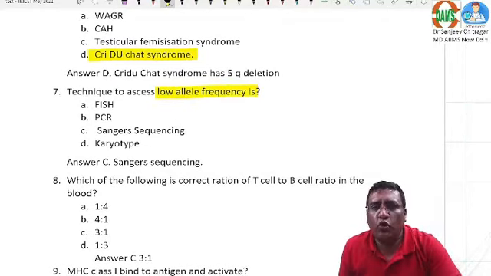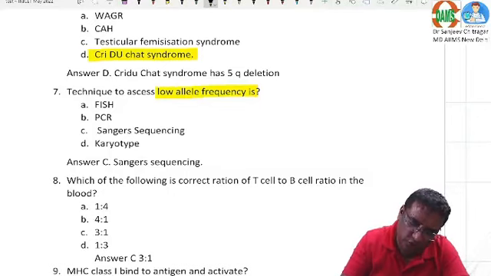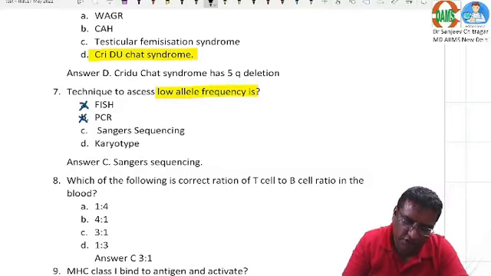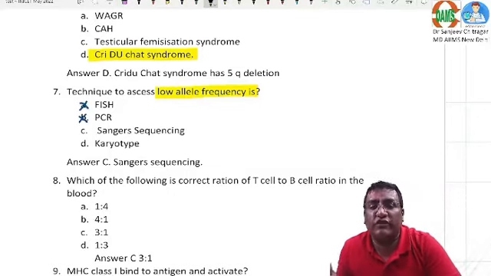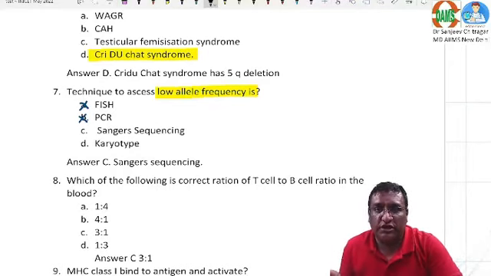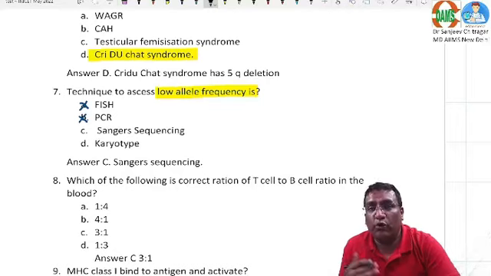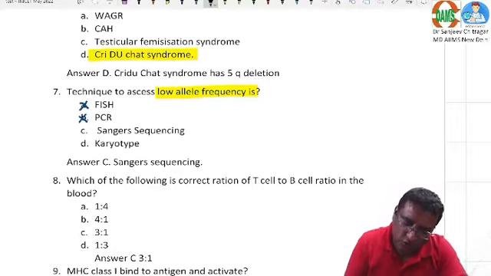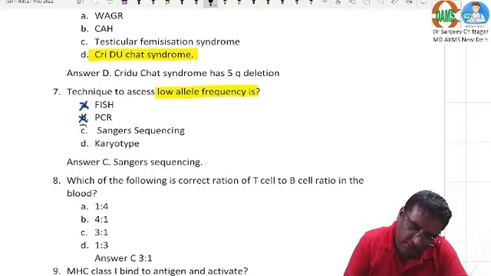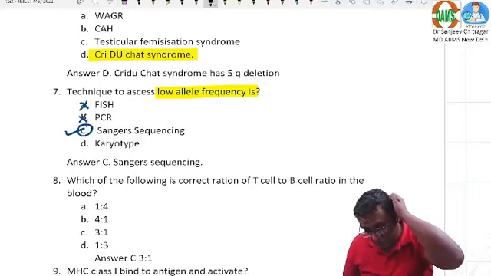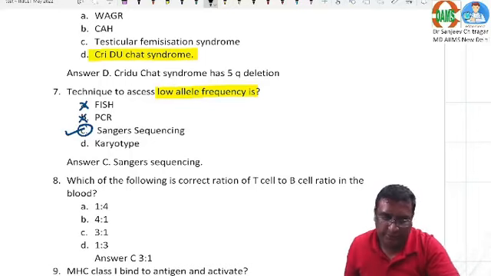Next question was: technique used to assess low allele frequency is. For low allele frequency, PCR and FISH are less likely to be used, remember, because the allele itself is very, very low in the population, so you cannot have a probe against it. A probe is the complementary strand against it. So better would be genomic sequencing, if that was the given option here. The answer will be genomic sequencing.